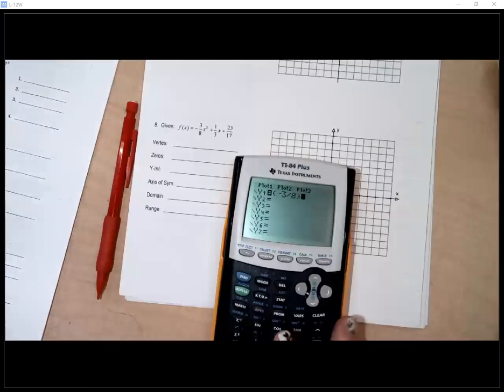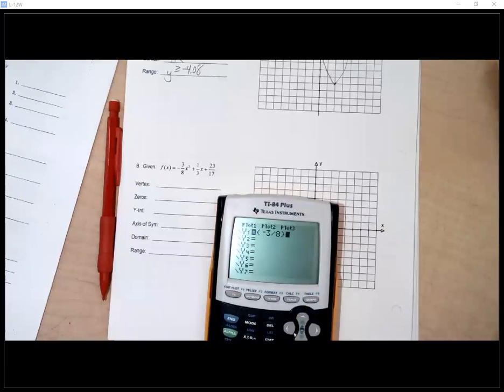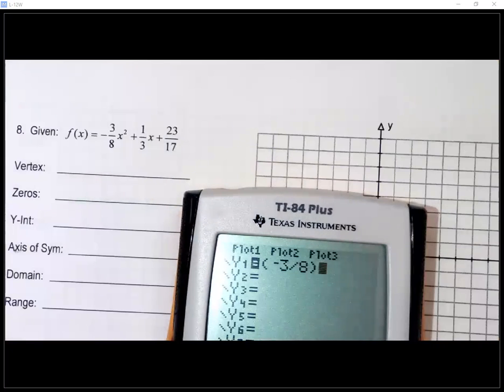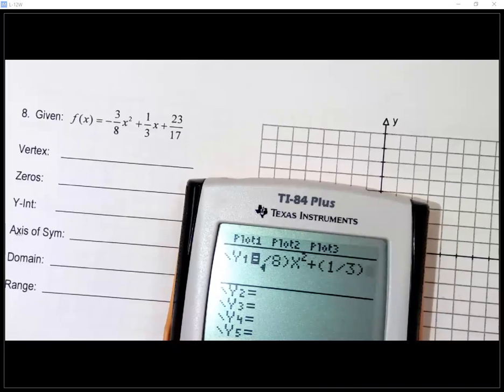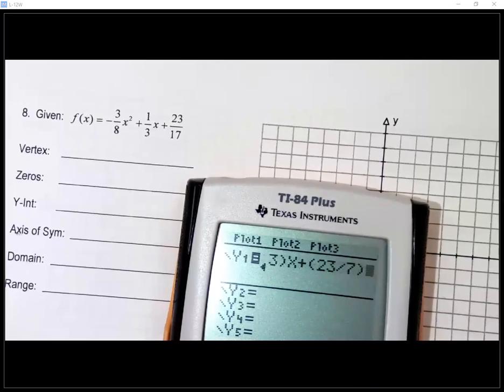That way there's no confusion about who's in the numerator, who's in the denominator, what's happening. So there it is, -3/8, and then just x squared. And then I can go from there, plus 1/3. So again, I just stick 1/3 in parentheses. Is it an absolute must? No, but you are way less likely to get errors, because when you're typing in the calculator, sometimes it can be weird what's actually going in the numerator and what's not. Just save yourself the worry. Pop those fractions in parentheses. It's easy peasy. And there I have it.